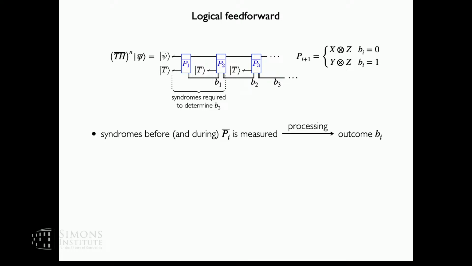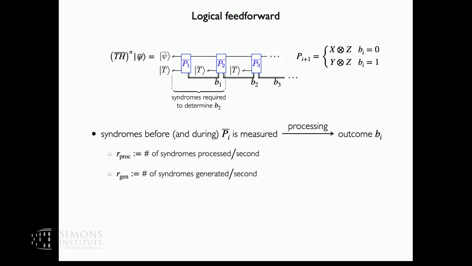Because we want our entire procedure to be fault tolerant, we need to apply quantum error correction constantly. This means there will be syndromes generated all the time, idling or while P1 is measured. So B1 can only be determined after we obtain and process all the syndromes of P1. Generally, Bi and Pi.